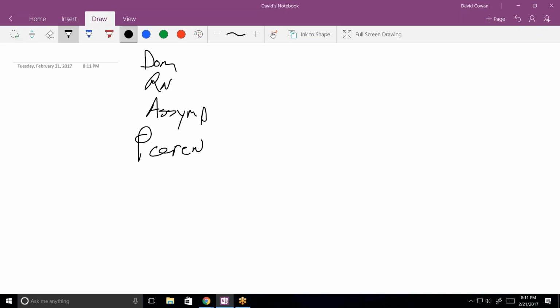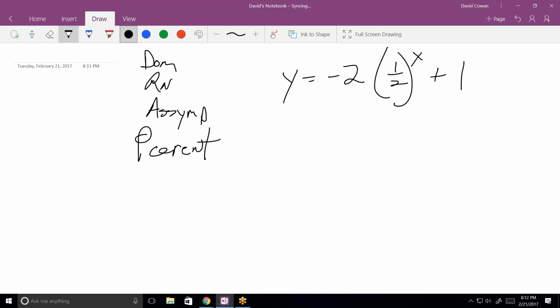Okay. And the equation is y equals -2(1/2)^x plus 1. We're not going to graph this. Tell me what the parent function is. Y equals (1/2)^x, correct. And that's a decaying function.